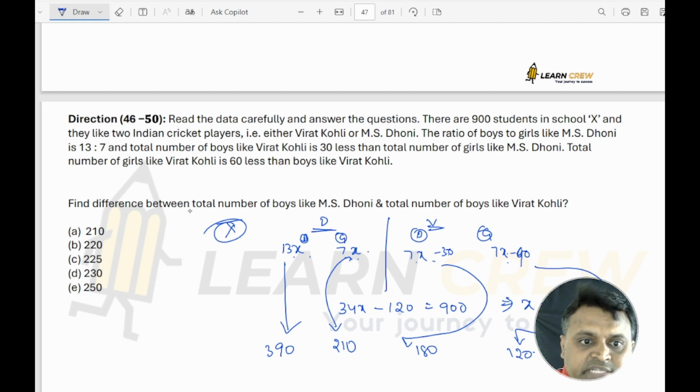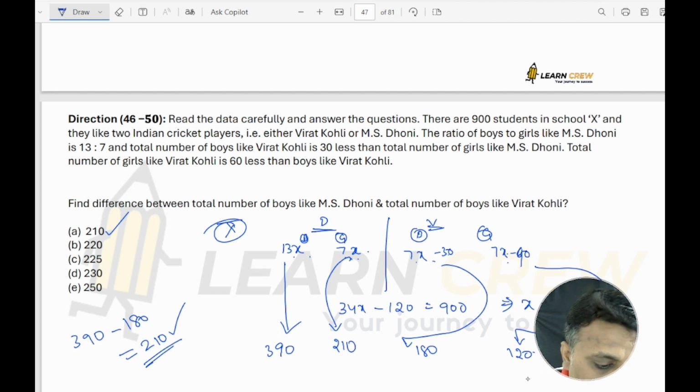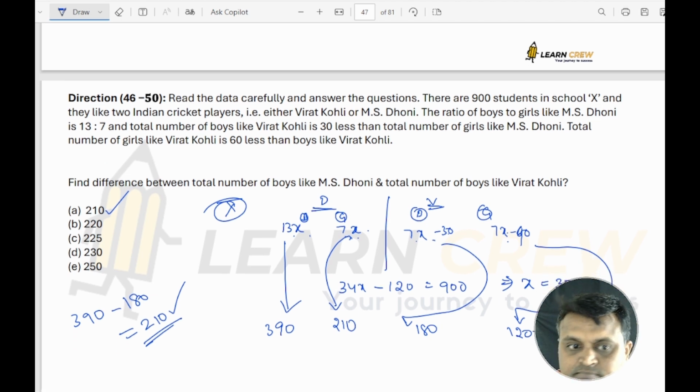Now find the difference between the total number of boys who like MS Dhoni, which is 390, and the total number of boys who like Virat Kohli, which is 180. What is the difference of those two? It is 210. So the answer is option A.